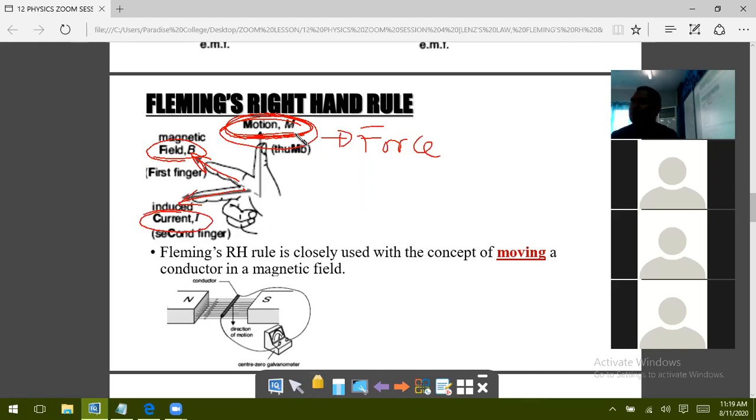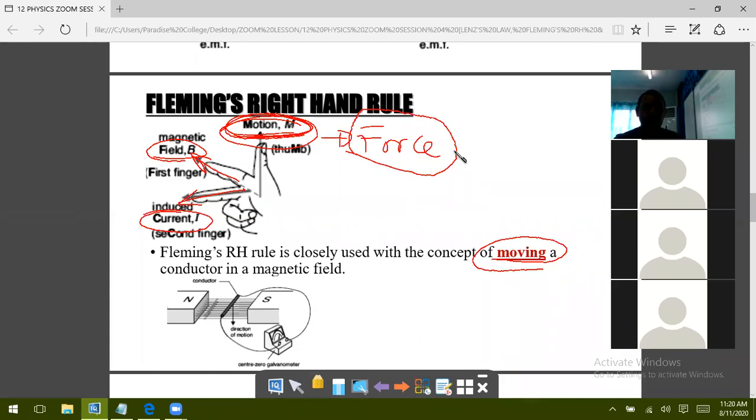You got the difference already? All right. Now, Fleming's right-hand rule is closely used with the concept of moving. I have underlined this and colored it red because it's important. Fleming's right-hand rule is associated with anything to do with movement or motion, so always remember the right-hand rule. Anything to do with force, you have to remember the left-hand rule. Clear?